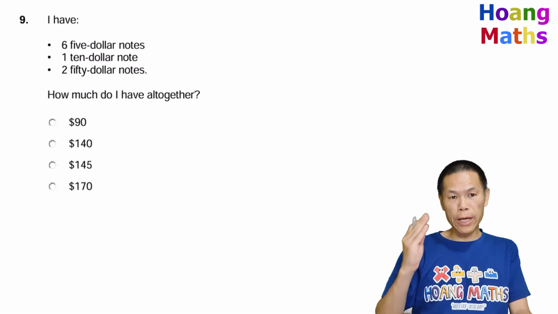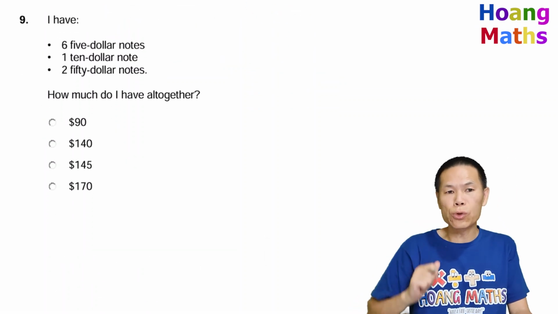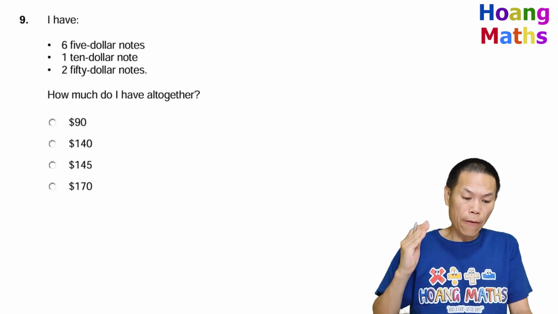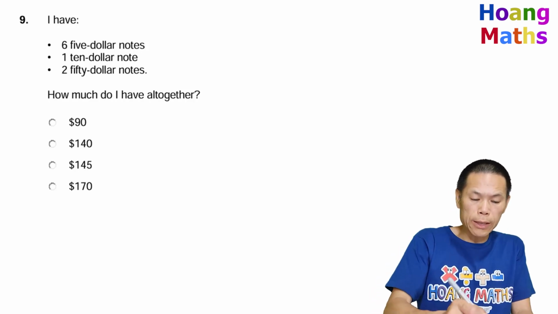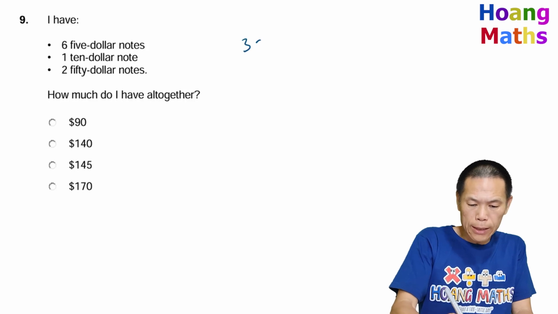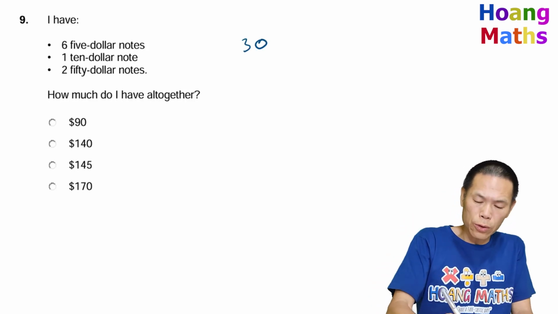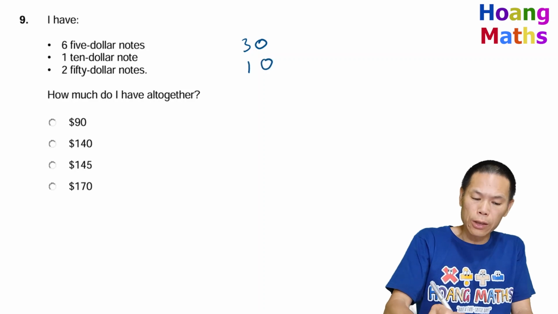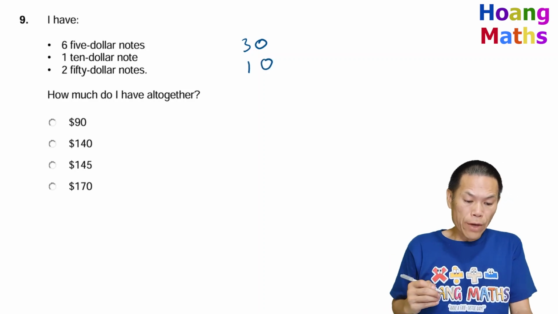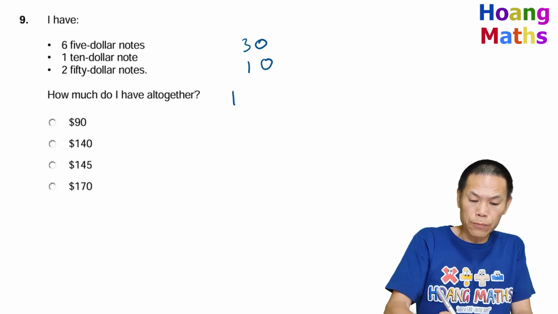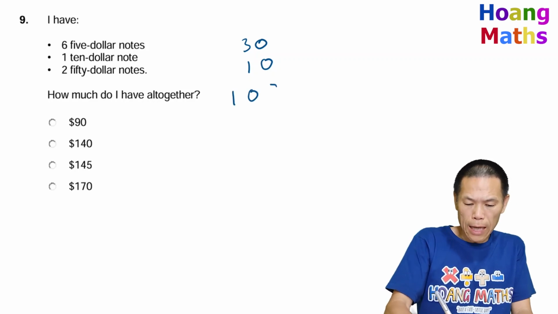Question 9. Again, don't forget, we're not allowed to use a calculator, okay? So I have 6 $5 notes. So that means 6 times 5 is 30. And one $10 note, so that means I have $10. 2 $50 notes, so that means 100, because 2 times 50 is 100.